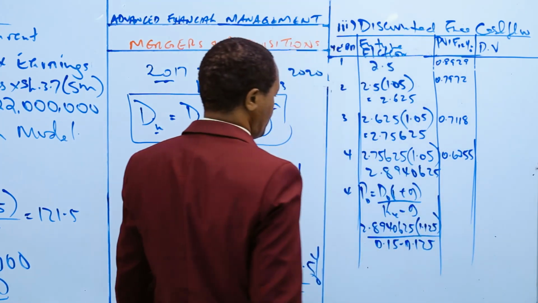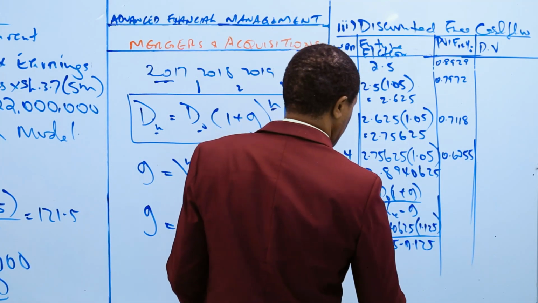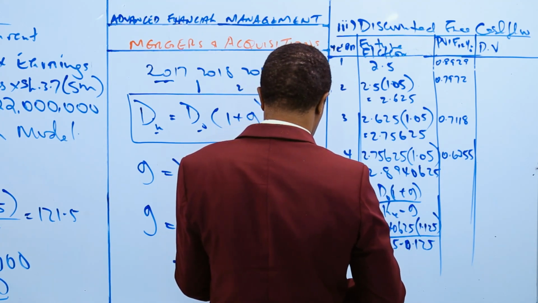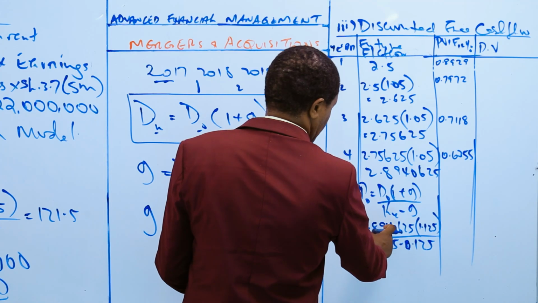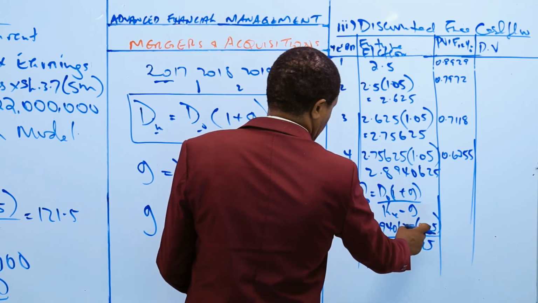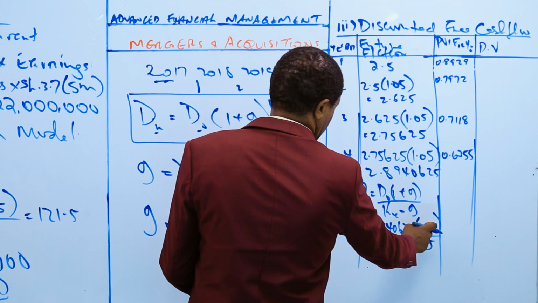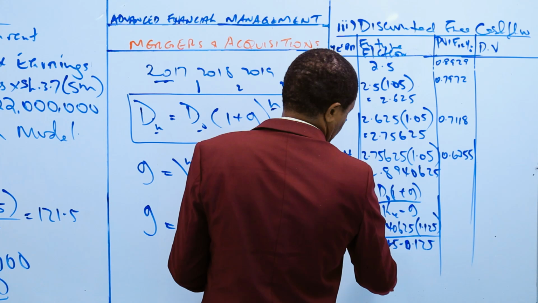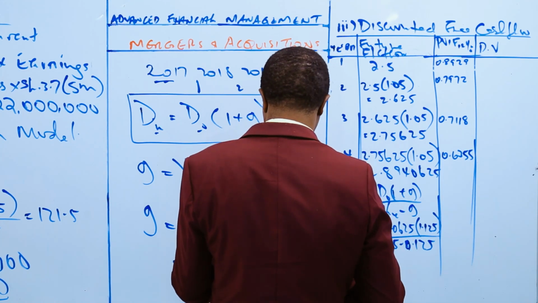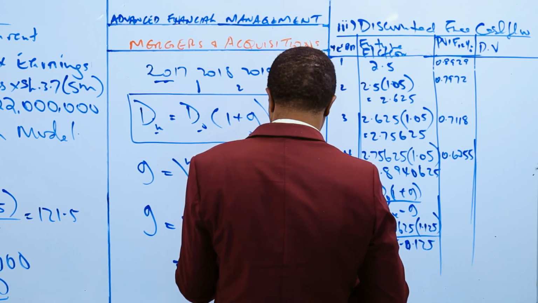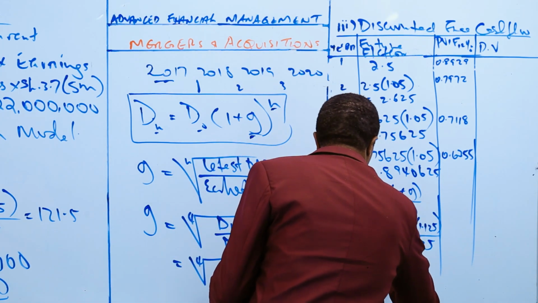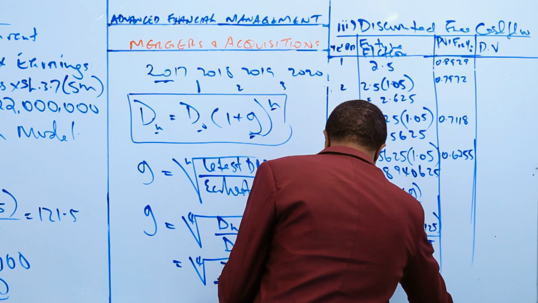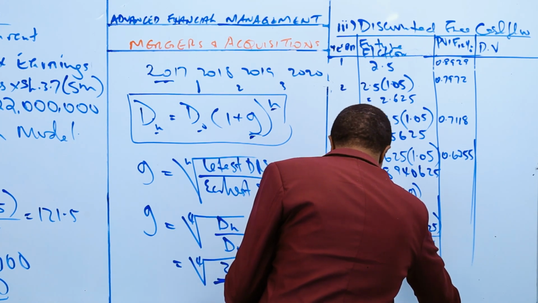So what is the future value here? I'm going to take the 2.8940625 times 1.125. Then I divide by 0.15 minus that, 0.15 minus that. So I'm getting here 130.2328125.